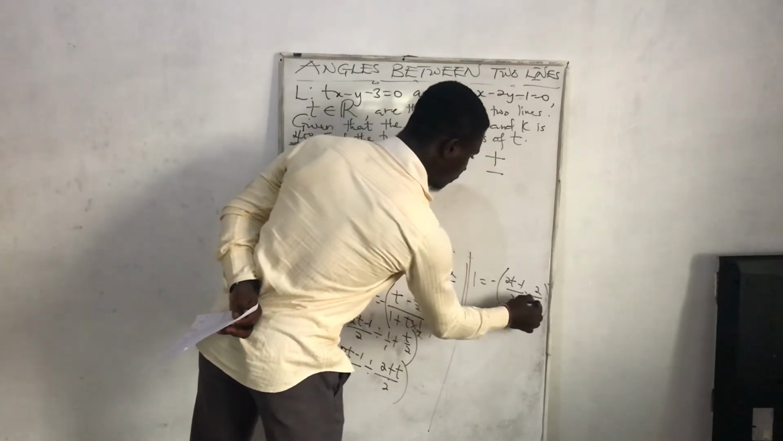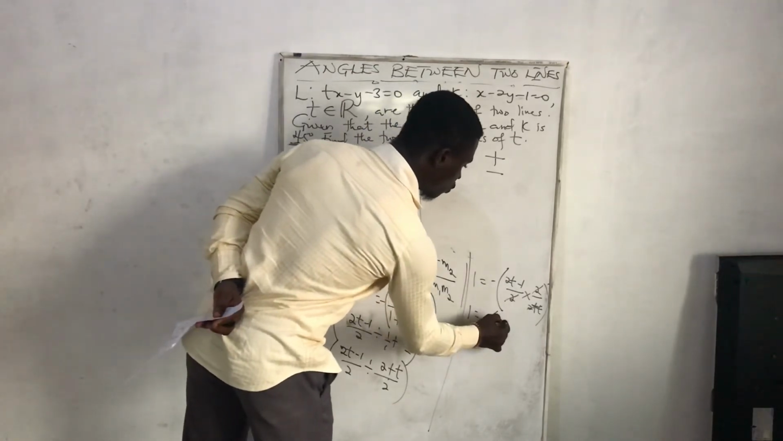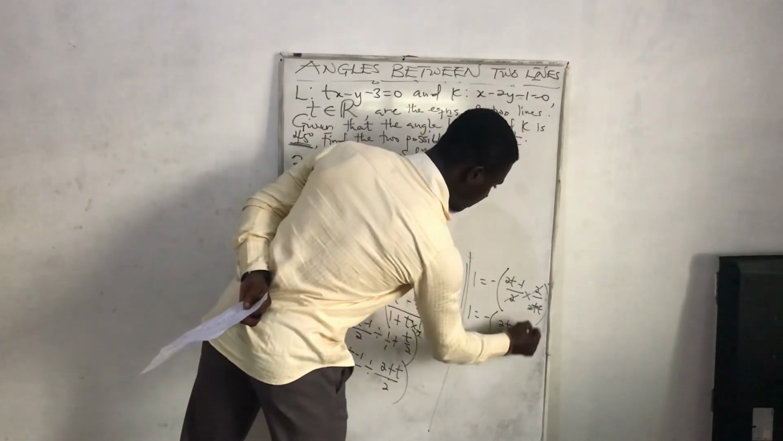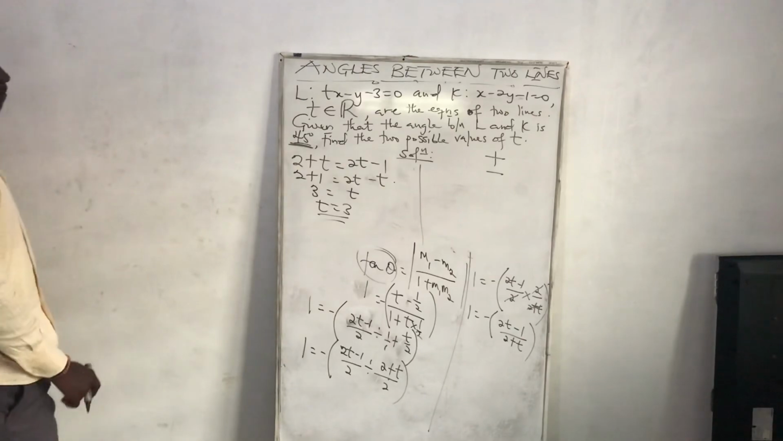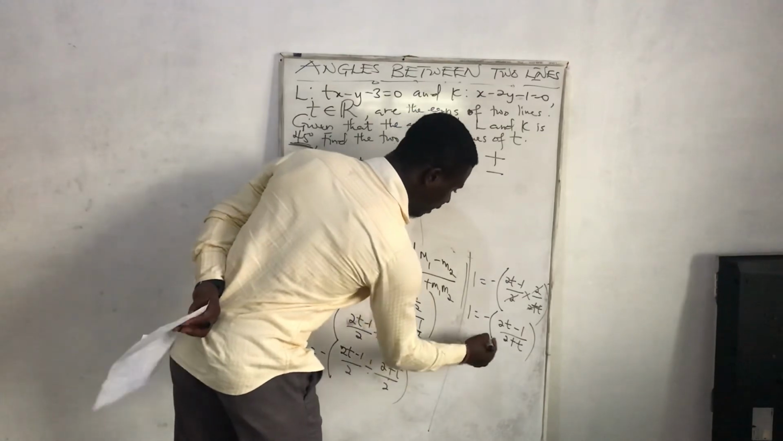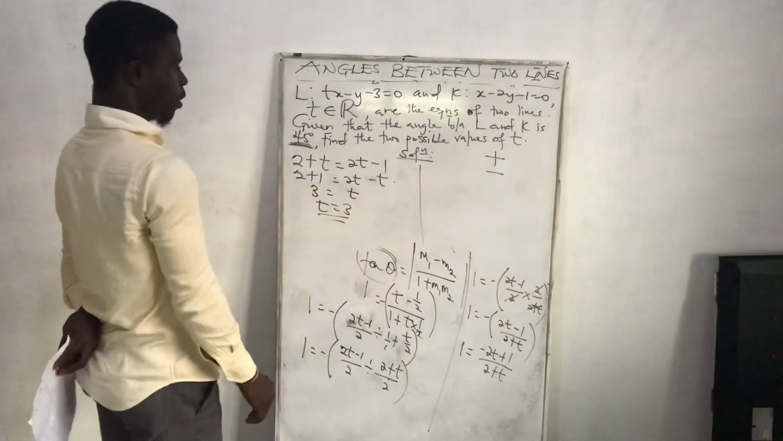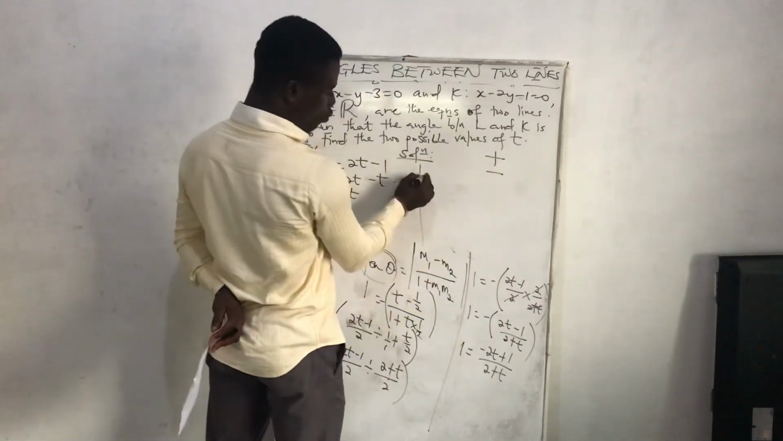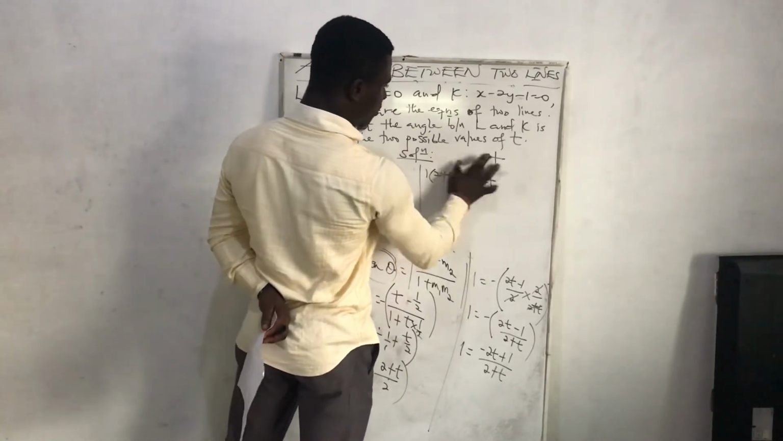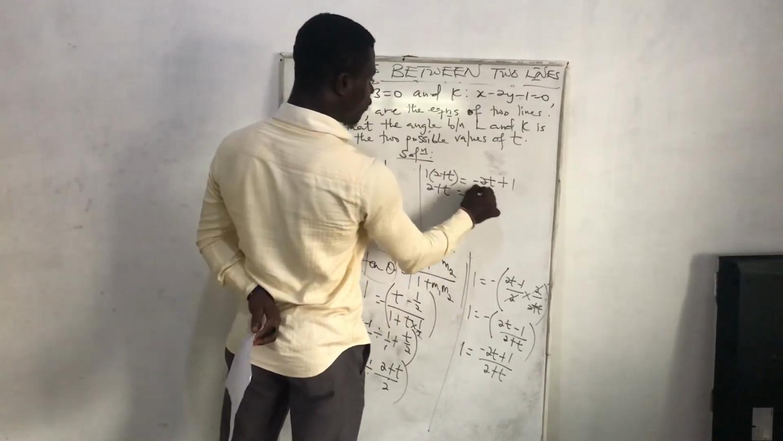So this one, 2 cancels 2. So I'll get 1 equals negative 2t minus 1 on 2 plus t. So now, which is 1 equals the negative, we multiply that. So I'll get negative 2t plus 1, all on 2 plus t. Then I multiply: 1 times 2 plus t equals negative 2t plus 1. So here I'll get 2 plus t equals negative 2t plus 1.